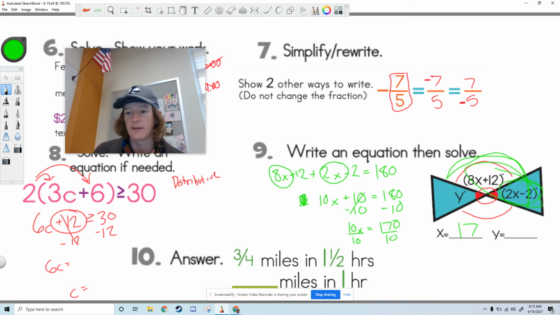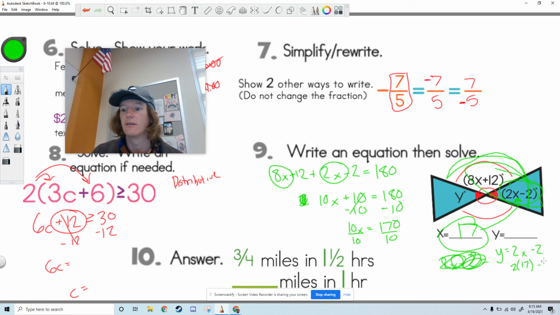Now, earlier I said these are vertical angles, so the red angles are equal to each other. So we know that y equals 2x - 2. We're going to take x equals 17 and plug it in. We know that x is 17. So let's do 2 times 17 minus 2, and let's solve for y. That'll give you y.